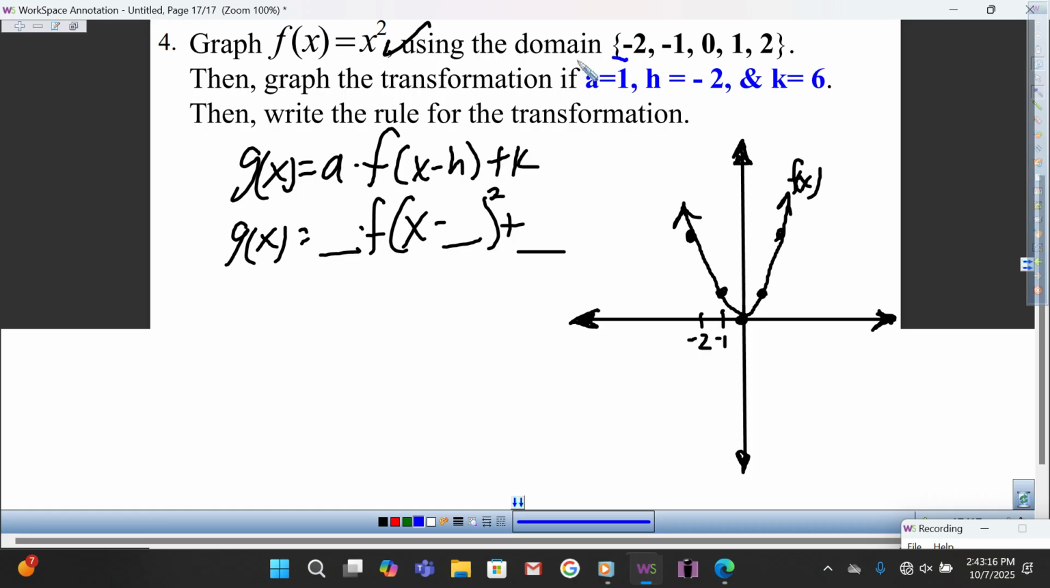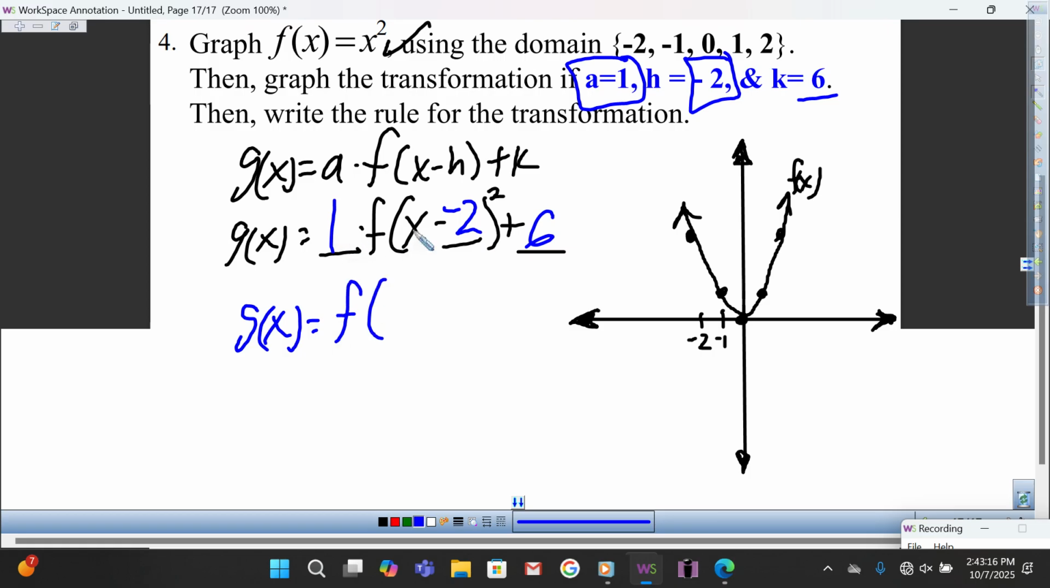So what is A, everyone? A is 1, H is -2, and K is 6. So G of x, the 1 is invisible, we don't need to write it, so we just write f of x. Negative times this negative becomes a +2 plus 6.